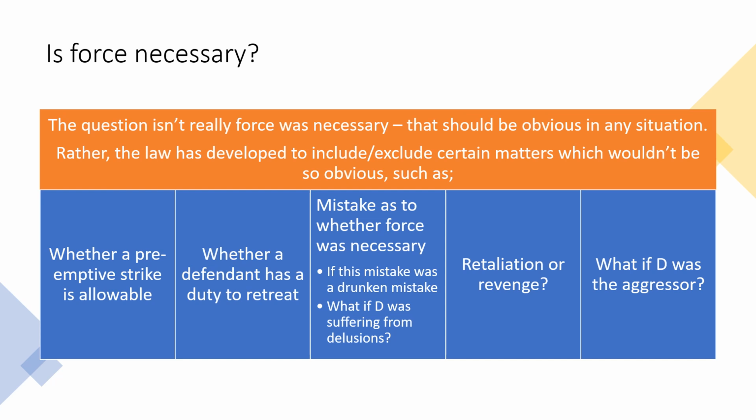If there's a mistake, so the defendant got it wrong, they still can use defence, but then consider, are they deluded or suffering from delusions, or are they drunk? And of course, if they started the situation or it's retaliation or revenge, that might come up too. Usually, it's only one or two of these. Just make sure you pick out the accurate one, discuss it, analyse it, apply it, and so on.